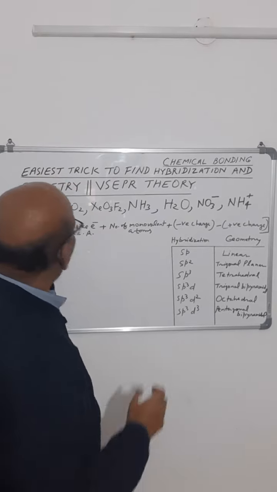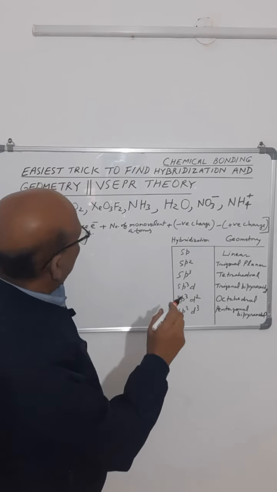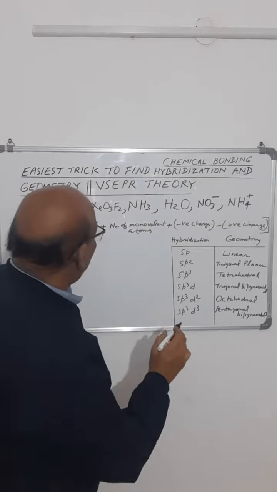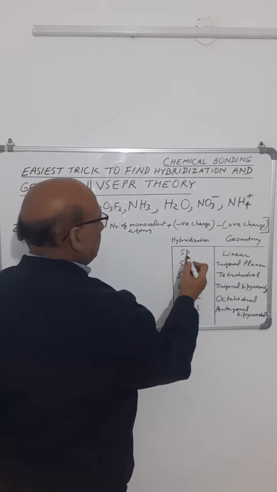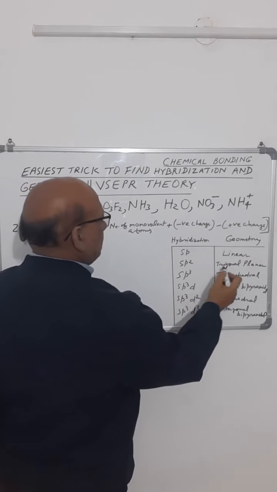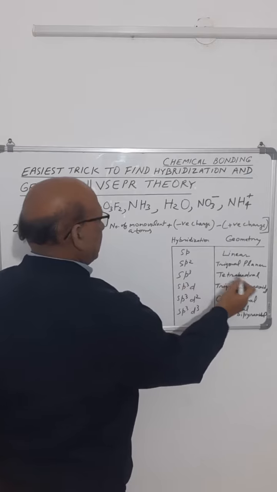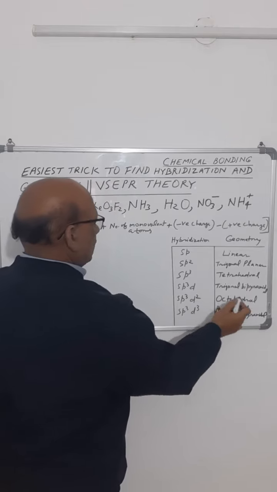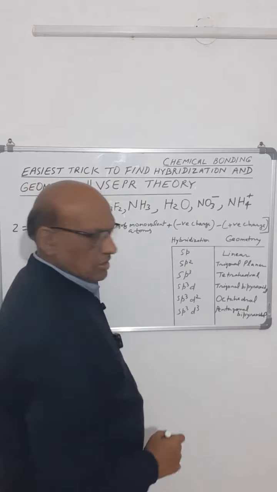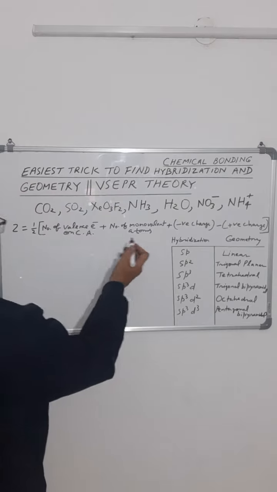So today we will discuss the easiest trick to find hybridization and geometry as per valence shell electron pair repulsion theory. तो और अगर हमें hybridization जब पता चल जाएगा then geometry will be for sp hybridization it will be linear, sp2 it will be trigonal planar, sp3 it will be tetrahedral, sp3d it will be trigonal bipyramidal, sp3d2 octahedral, sp3d3 pentagonal bipyramidal. तो सबसे पहले हम hybridization निकालेंगे.